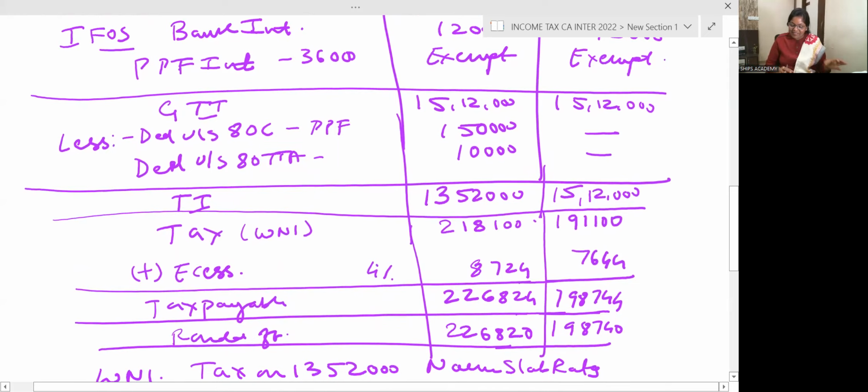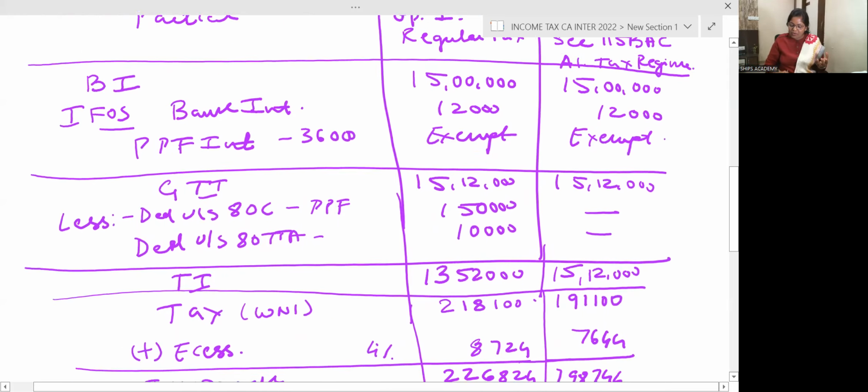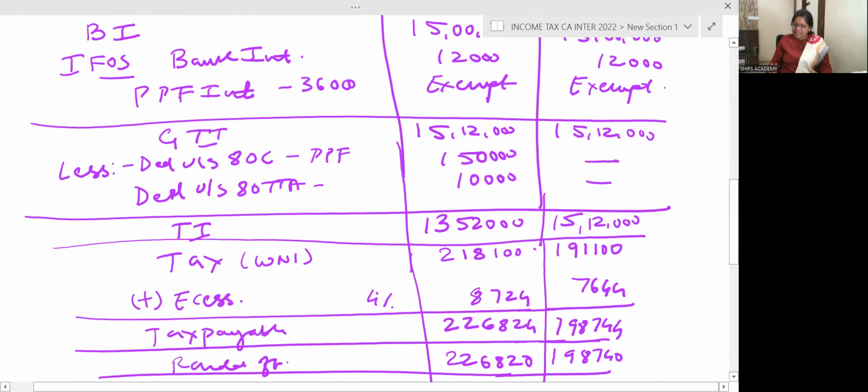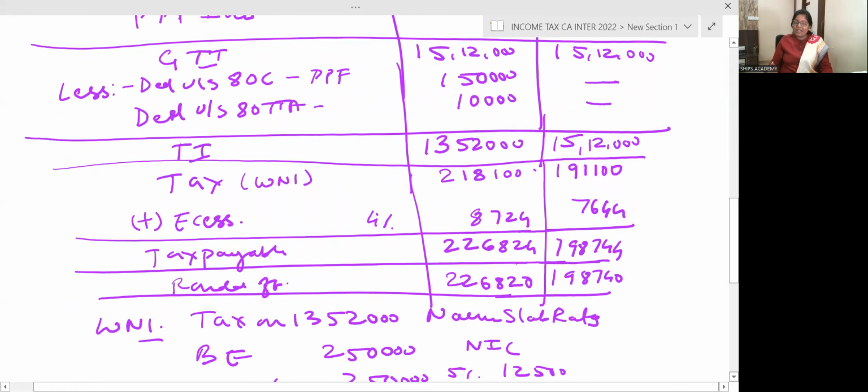See, here we were giving so much of deduction, 80C and 80TTA and all. And there we are not giving any exemptions, deductions, 80C and all. Still the tax is low there because the slab rates are lower. It increases from 5%. By mistake I took 2.5%. And my mistake should be your benefit.